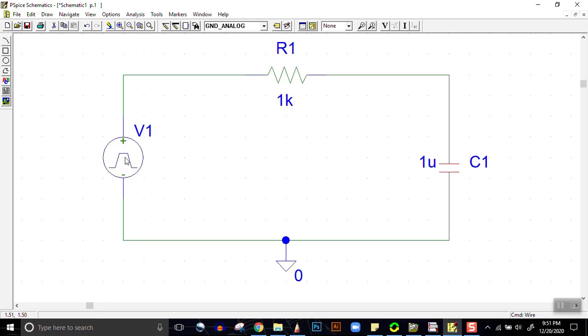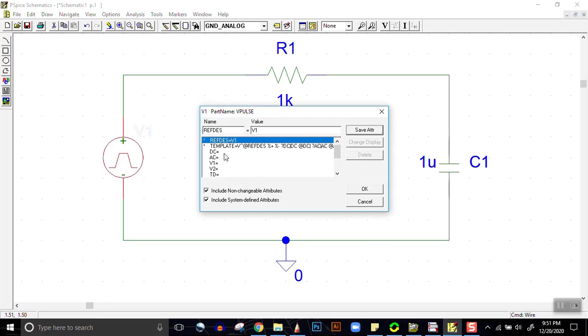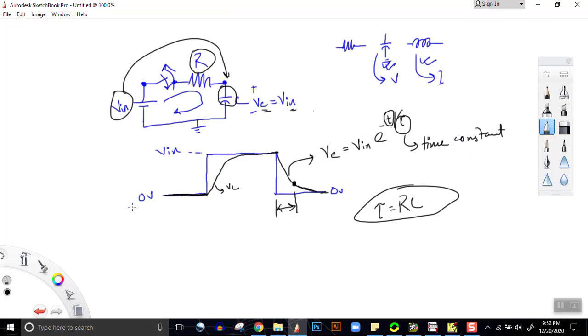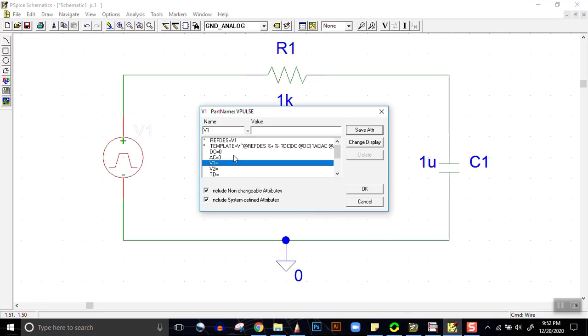So we double click it and we'll put DC equal to 0, AC equal to 0. Our V1 will be the bottom limit. So here if we observe this graph, our bottom limit is 0 volt and the top limit is V in. Let us suppose V in is equal to 10 volts. So our bottom limit here is 0 volt. Our top limit V2 is equal to 10 volts.